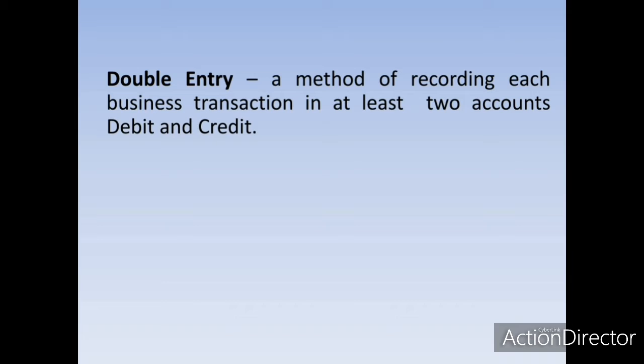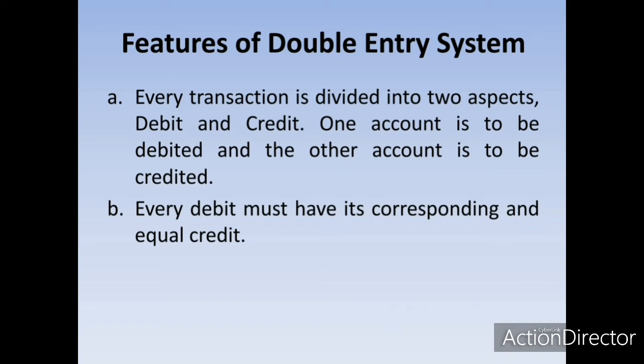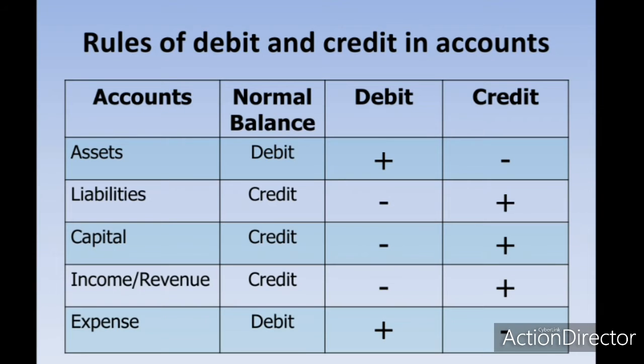Accounting is based on a double entry system, which means that the dual effects of a business are recorded. So there must be at least two accounts, the debit and the credit. Every transaction is divided into two aspects, debit and credit. One or more accounts are to be debited and the other accounts are to be credited. To further understand the accounting equation, we first have to familiarize ourselves with the rules of debit and credit in accounts. So we have here the list of accounts.